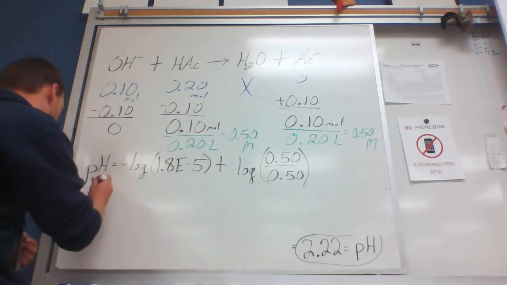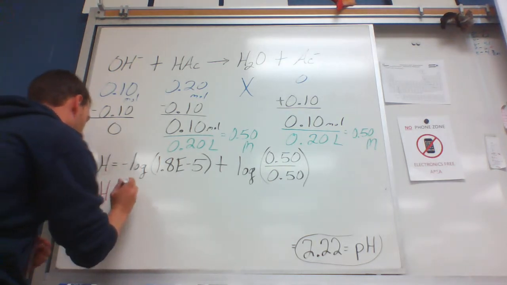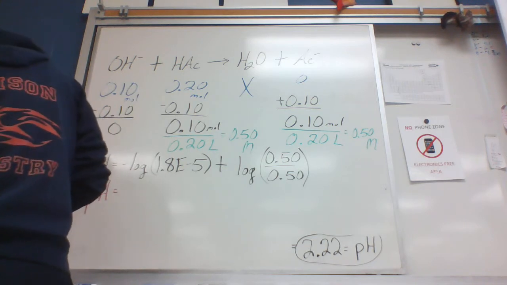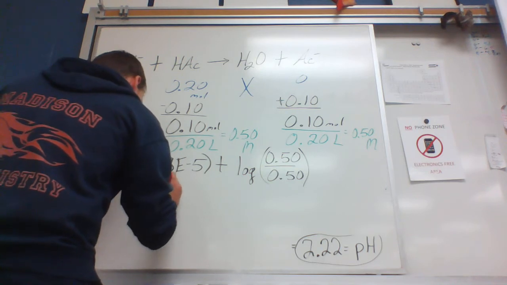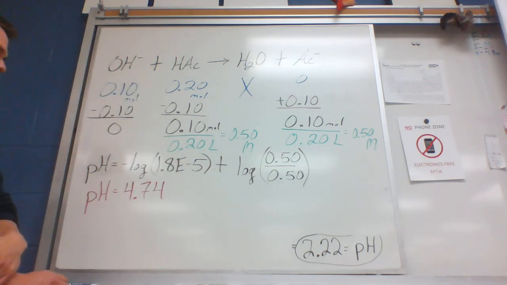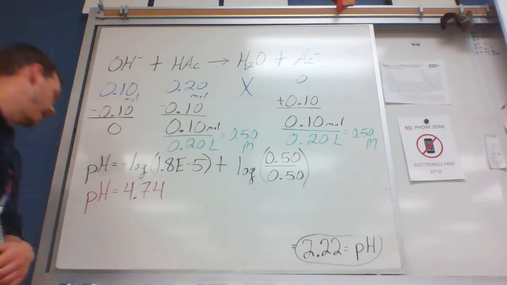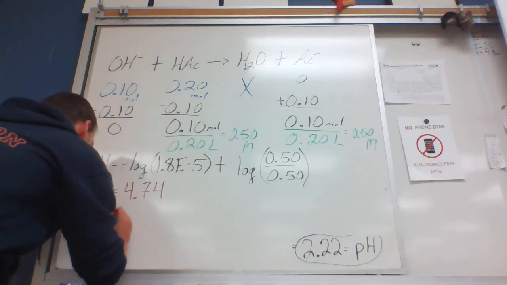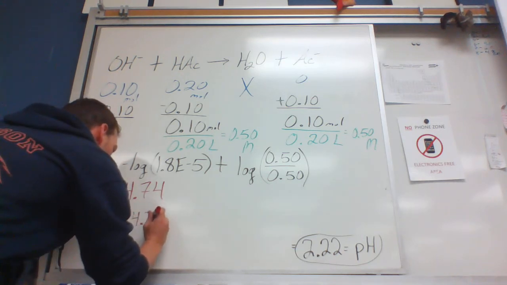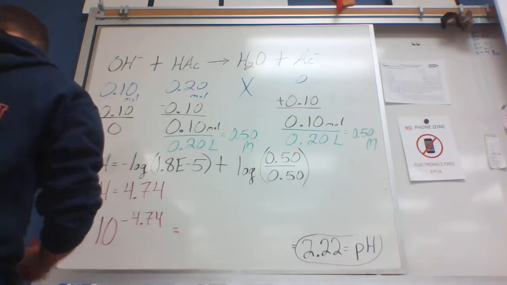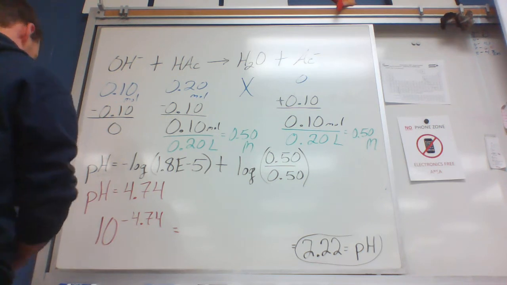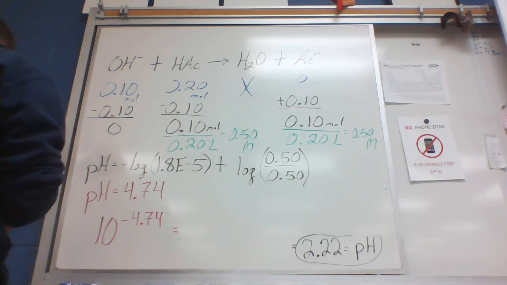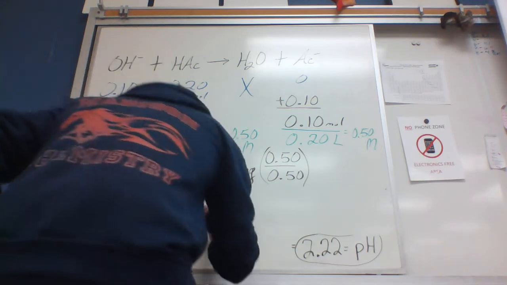So I get a pH of 4.74 to 2 sig figs. The question doesn't want pH because it hates us. So we put 10 to the power of negative 4.74 to find the H plus concentration. Equals 1.82, and to 2 sig figs, it'd be just 1.8 e negative 5.